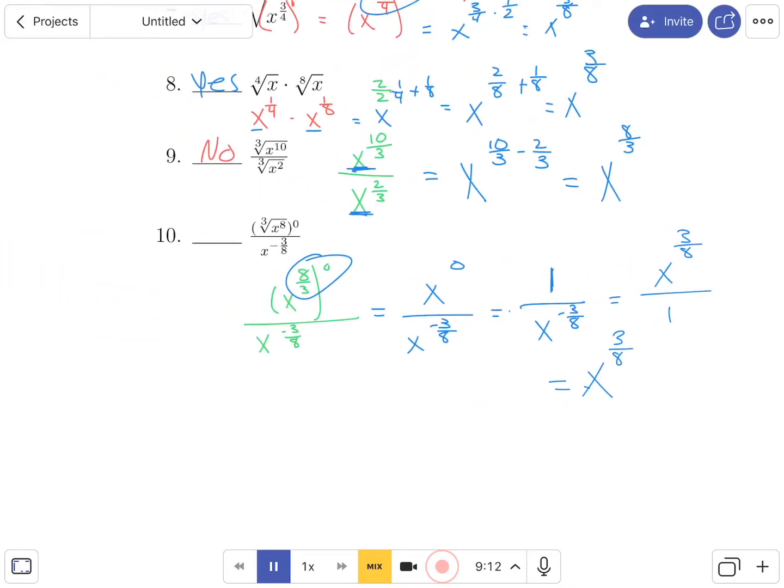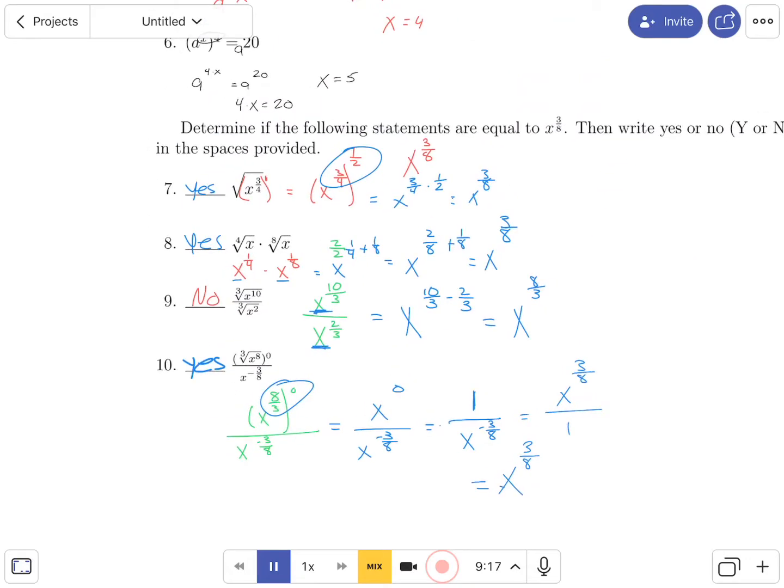Okay, and because of that, that is equivalent to what we were looking for, so the answer to this one is yes. So we have yes, yes, no, yes. I hope this helps.